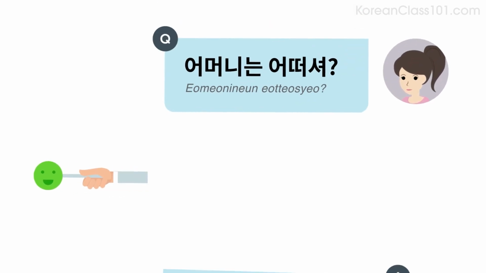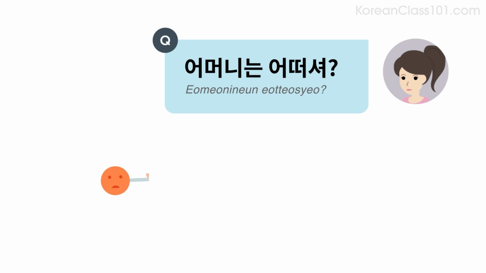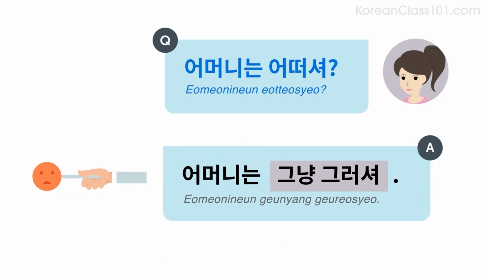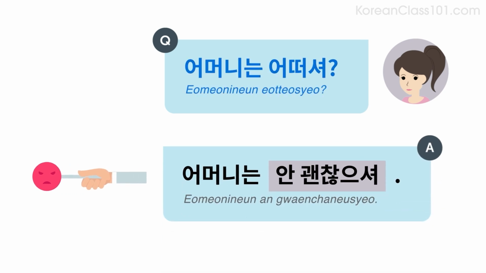Let's look at some examples. Listen and repeat or speak along with the native speakers. 어머니는 어떠셔? 어머니는 잘 지내셔. 어머니는 어떠셔? 어머니는 그냥 그러셔. 어머니는 어떠셔? 어머니는 안 괜찮으셔.